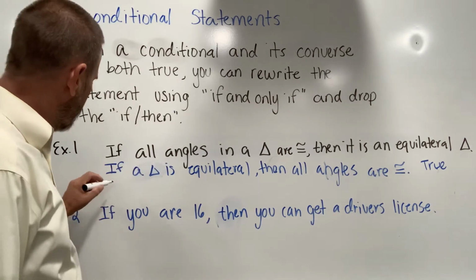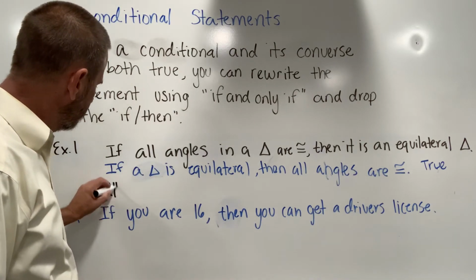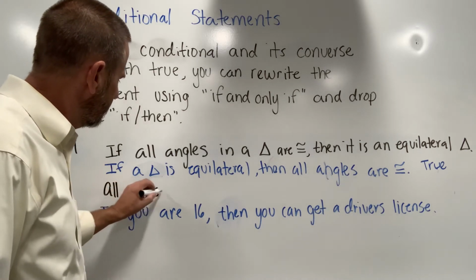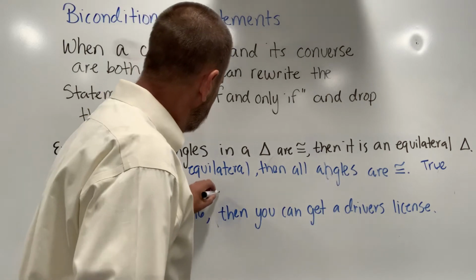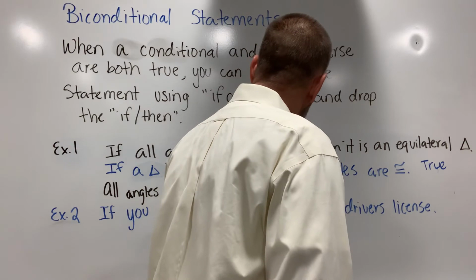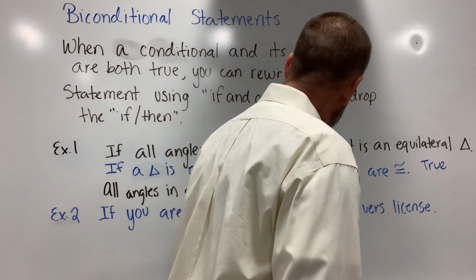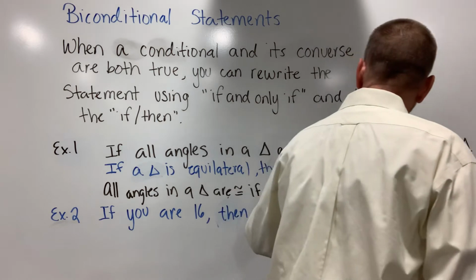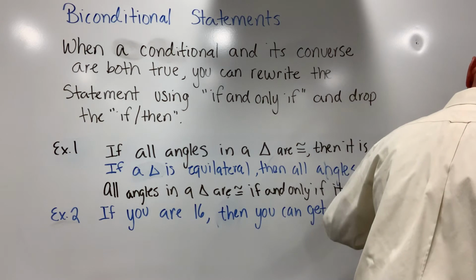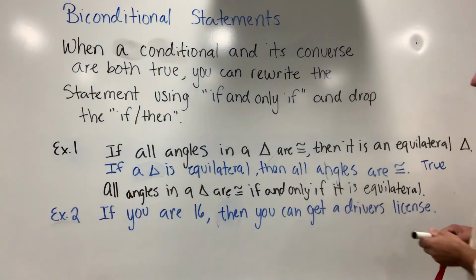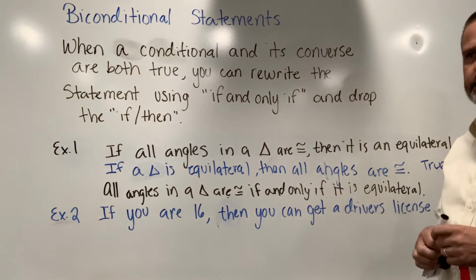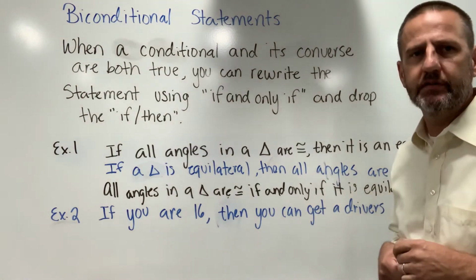So maybe: all angles in a triangle are congruent if and only if it is equilateral. All right, so that is called a biconditional statement. And again, we use them to lay down definitions that we can use to learn all the new concepts in this class.